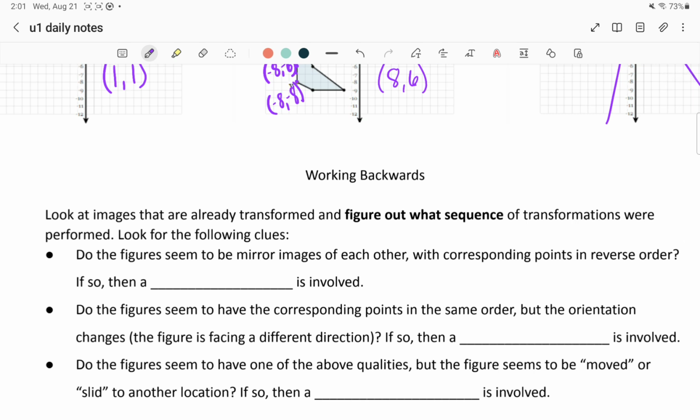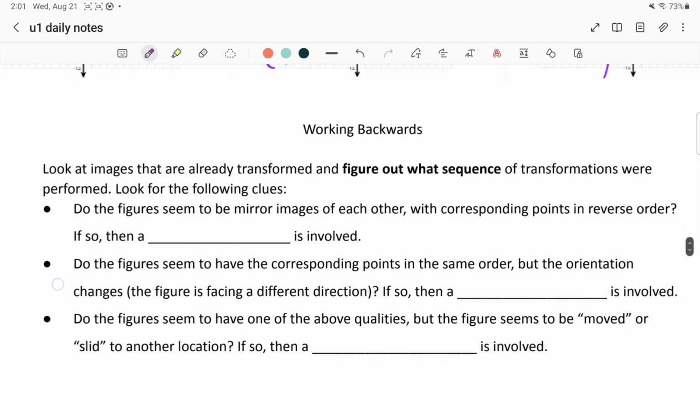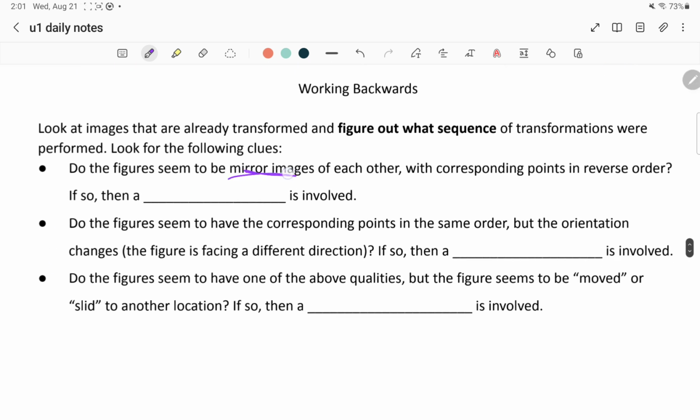So that was, you're given the transformations, you do them, you find where the shape ends up. Now you're given the two shapes, you have to figure out what happened. If the figures seem to be mirrors of each other, then it's a reflection.